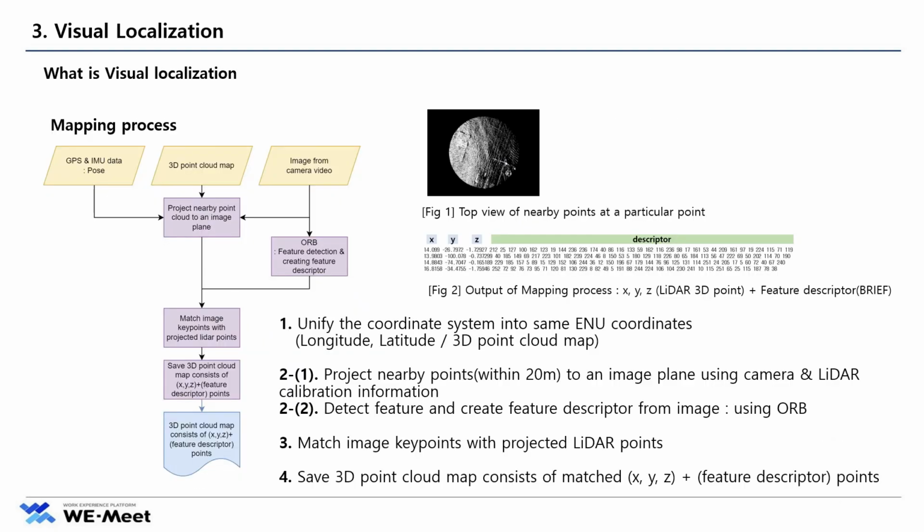Local dynamic map visual localization involves two main steps, mapping and localization. In the mapping process, points within 20 meters are projected onto an image plane aligned with the ENU coordinate system. Each projected point's feature descriptor is extracted and saved along with its 3D coordinates. This prepares the system for visual localization, where the camera pose is estimated in relation to this map scene.